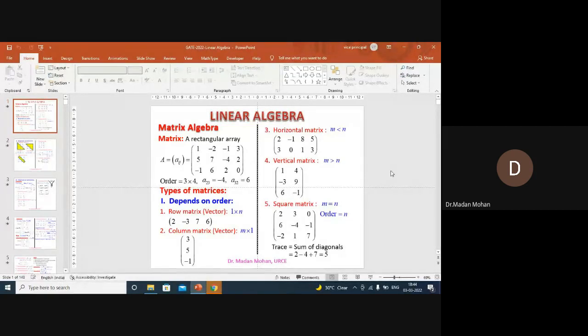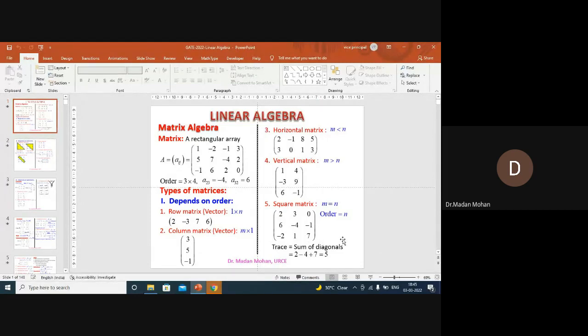Let me start a brief review. First, I started with the definition of matrix. A rectangular array is matrix. Now, the types of matrices. Row matrix means it contains only one row. Column matrix means it contains only one column. Horizontal means here m is less than n, where m is the number of rows, n is the number of columns. Vertical matrix, it looks vertical, m greater than n. If m equal n, we call it as square matrix of order n. Instead of saying n cross n, we simply say order n square matrix. Trace means sum of diagonal elements.